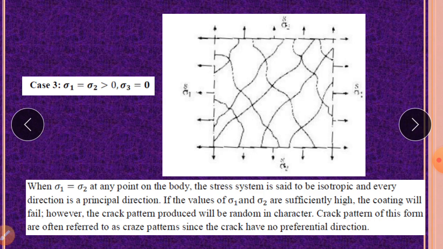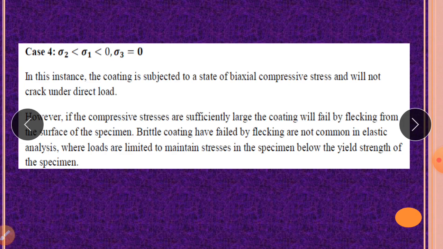It will be distributed in random direction. So by that we can understand this case. Okay, so fourth case. In this fourth case, sigma 2 and sigma 1 are lesser than 0.